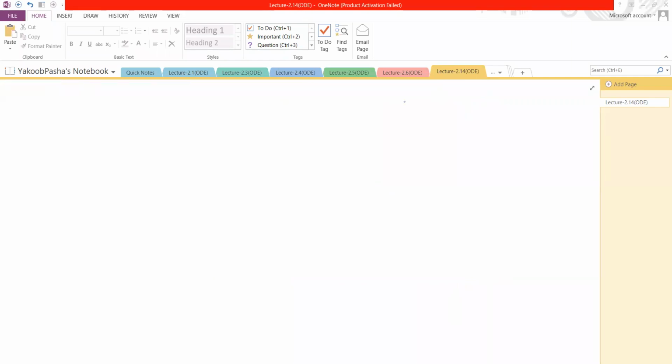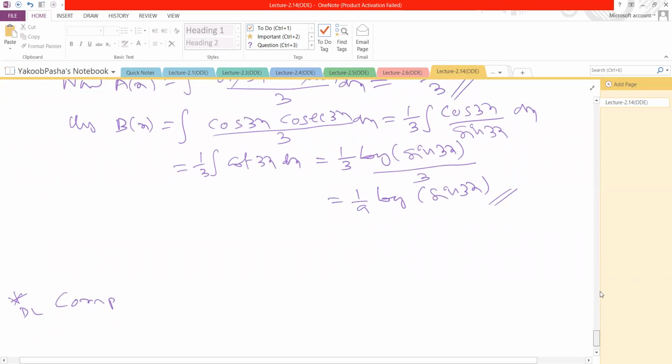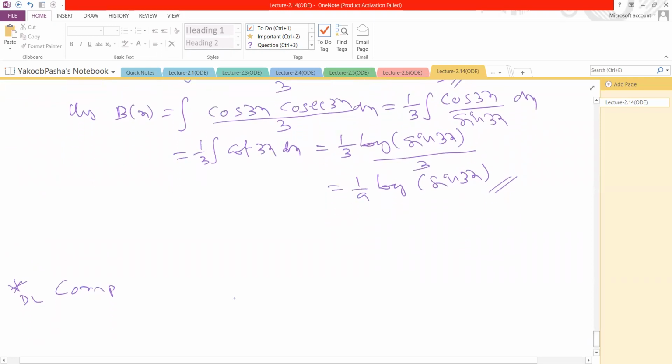DL. This is a DL question. The complementary function, or simply complementary function. We are not asking the particular integral, just we are asking A of x and B of x values only. Okay, so I am taking one question from DL.